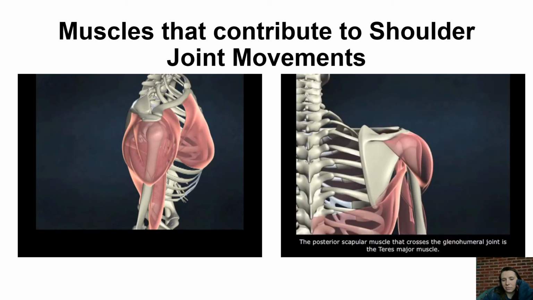The posterior scapular muscle that crosses the glenohumeral joint is the teres major muscle. The teres major muscle originates on the inferior angle of the scapula and inserts on the medial edge of the intertubercular sulcus of the humerus.